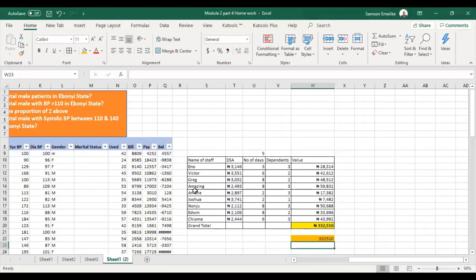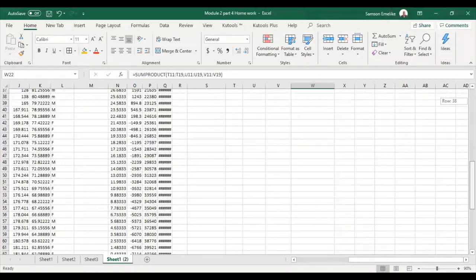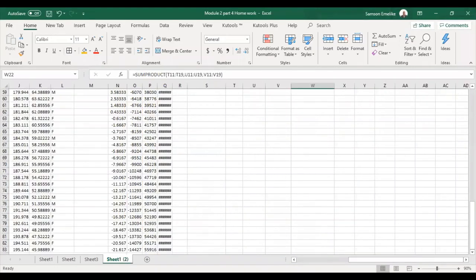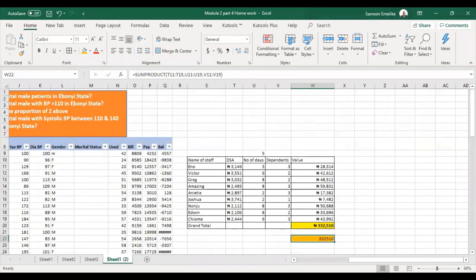So assuming we have 1,000 staff, this is all I need to do. Within 10 seconds, I'm done. If I have up to 1,000, I want to use this again to answer the question posted by Victor, the issue of auto selection where you are selecting a range.